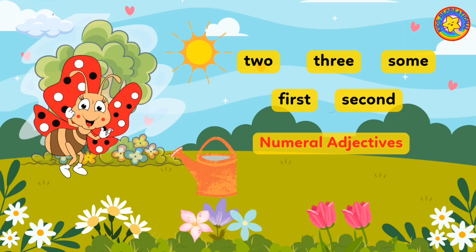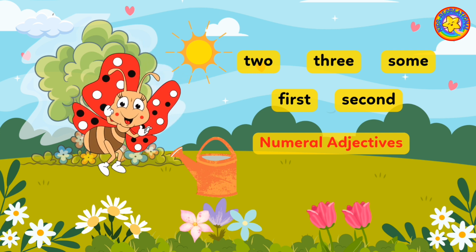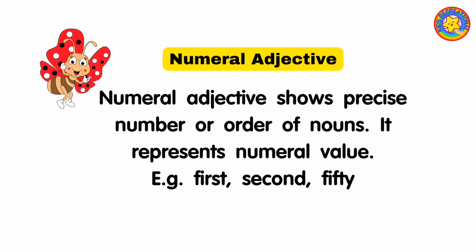And the words like 2, 3, some, first, and second are numeral adjectives. A numeral adjective shows the precise number or order of nouns. It represents numeral value, for example, first, second, or 50.